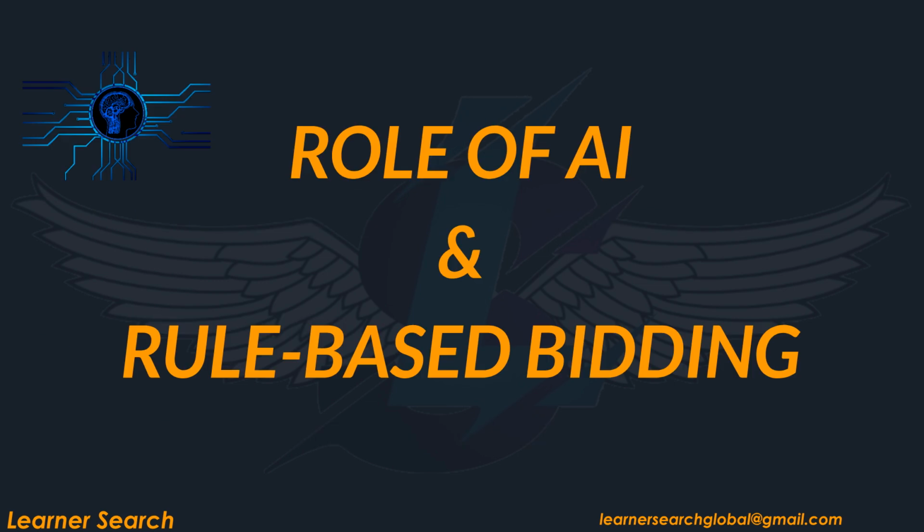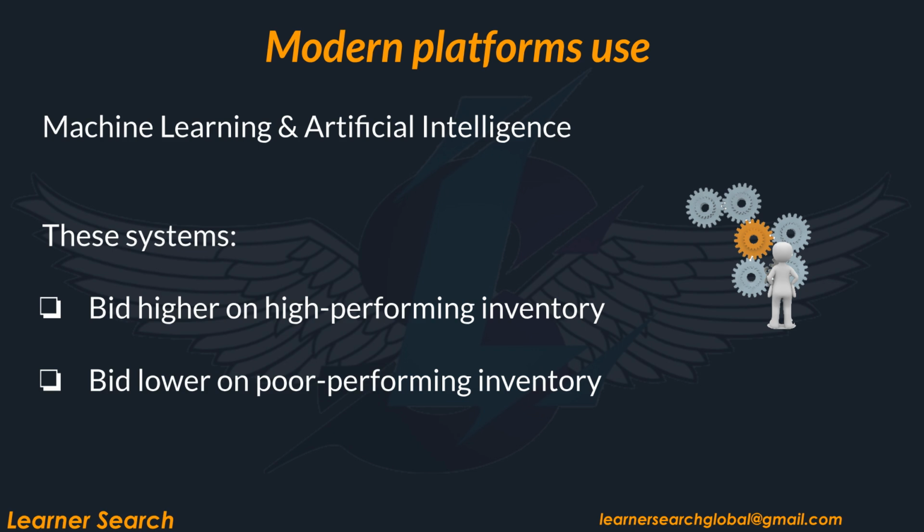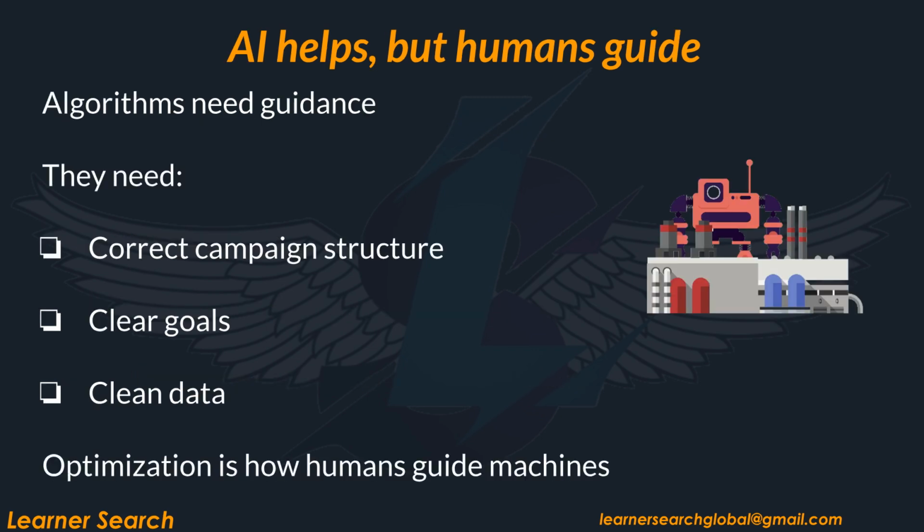This process involves the role of AI and rule-based bidding. Modern platforms use machine learning and artificial intelligence to bid higher on high-performing inventory and lower on poor-performing inventory. While AI helps, humans must guide the algorithms. They need a correct campaign structure, clear goals, and clean data. Optimization is how humans guide machines.